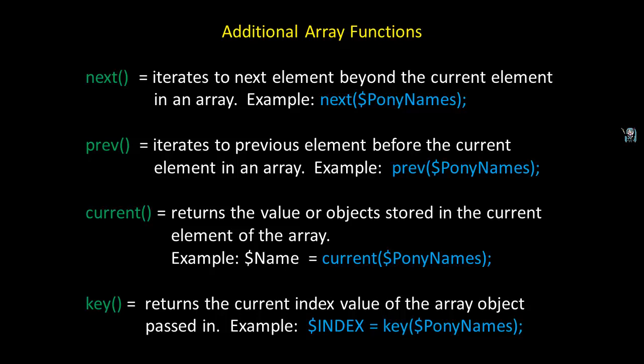Current returns the value or object stored in the current element of the array. Now, we'll need in this case a variable to catch the return value that current will spit out when it's done. And then as an argument or parameter, we'll pass in the array's name, which is pony names, to current. Key returns the current index value of the array object passed in. So, for example, here we have a variable index to catch the return value that key will spit out when it's done, and as an argument or parameter, we pass in the array name, pony names.